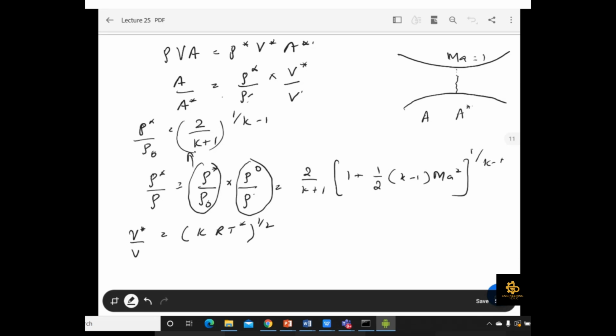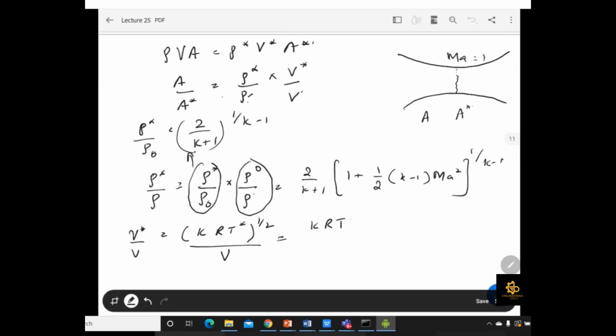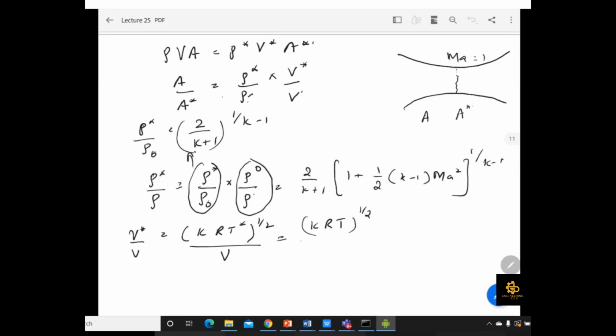Because here the Mach number is 1, your speed of sound is equal to your local velocity. That's why we say that V star is equal to (kRT star) to the power 1 by 2. In the denominator we have the V. If we simplify this equation further, we can also write (kRT) to the power 1 by 2 over local velocity.